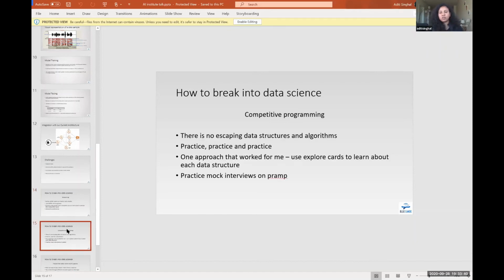Second, and this is the most important thing, is competitive programming. There is no escaping data structures and algorithms at all. The first round of an interview will always be a coding round. For people who are not from a coding background, like myself, I had never done data structures and algorithms back in India. This was the first time I was experiencing it.